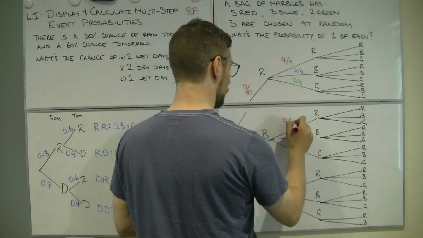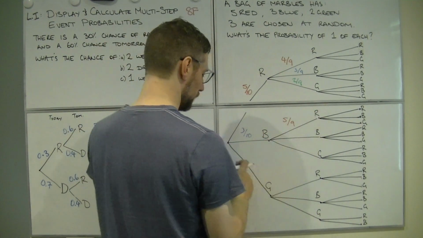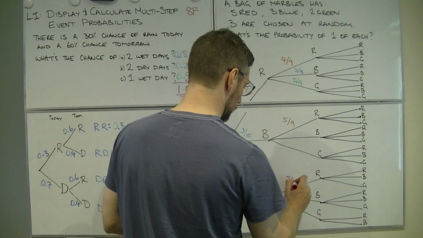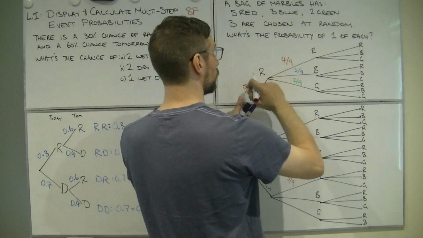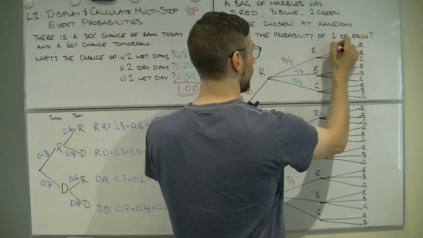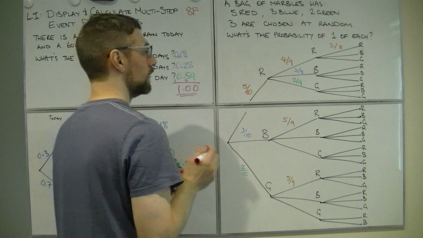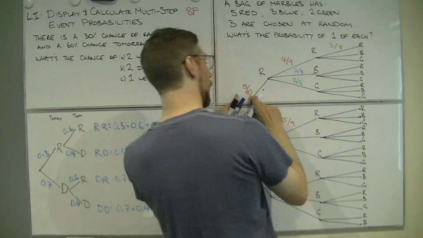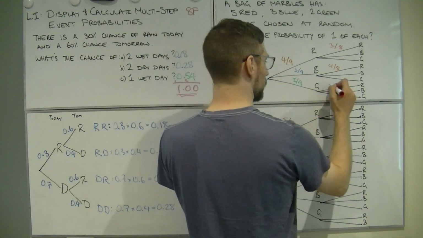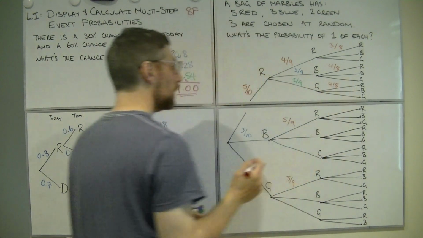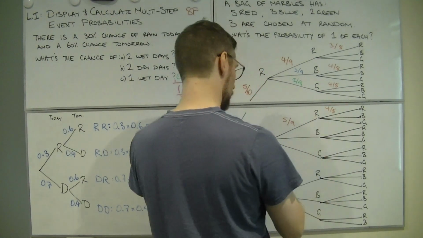This is 5 out of 9 now because the blue got taken, so there's still 5 reds out of 9 remaining. Similar story, that's 5 out of 9. If we're going along here, well, 2 reds have come out, so I've only got 3 reds left. 2 have come out, so there's 8 in total left. Cool, along here, 1 red's come out, so I've only got 4 out of 8. 1 red's come out, so 4 out of 8. And similar story for the rest. This is 4 out of 8.